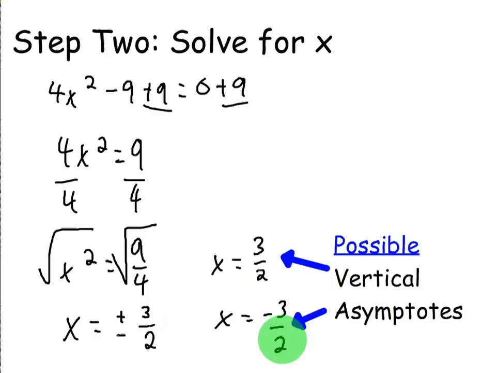So who remembers the next step after that? You plug it into the numerator. So we have to plug both of these into the numerator to see if we get 0 back, right? If we get 0 back, we know they're holes. If we don't get 0 back, then we know they are vertical asymptotes.